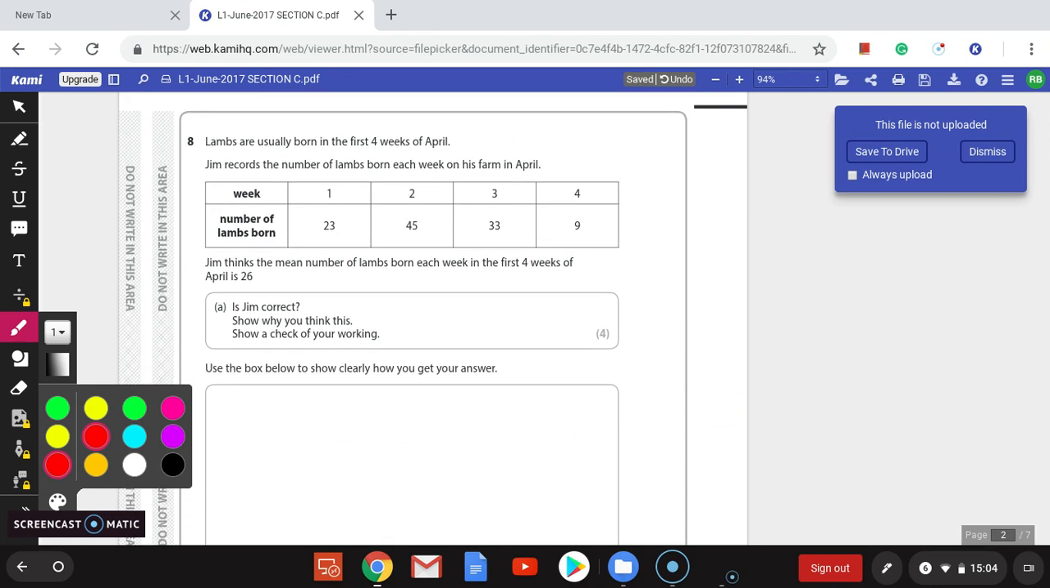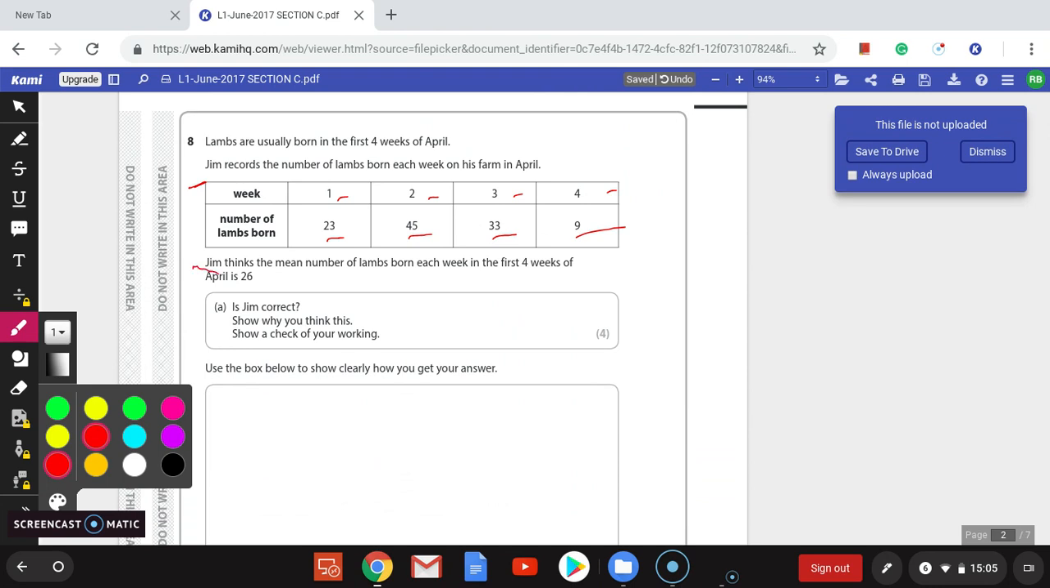Question 8. Lambs are usually born in the first 4 weeks of April, and then you have a table, and it's got the weeks listed in the first column. So the first row in the columns, it says 1, 2, 3, 4, and the number of lambs born in each week. So 23, 45, 33, and 9. Okay, Jim thinks the mean.